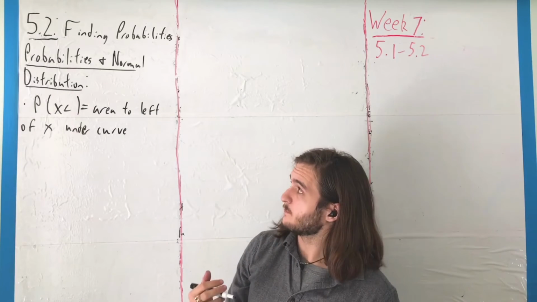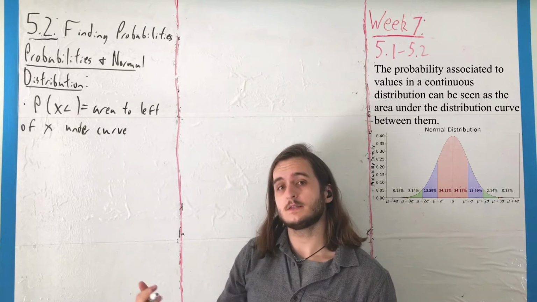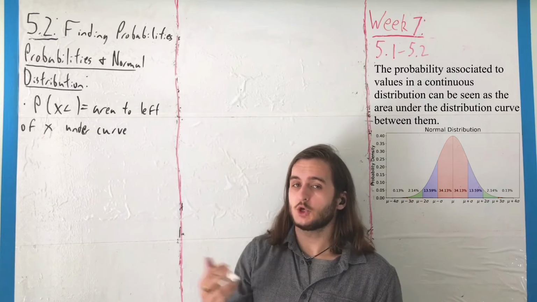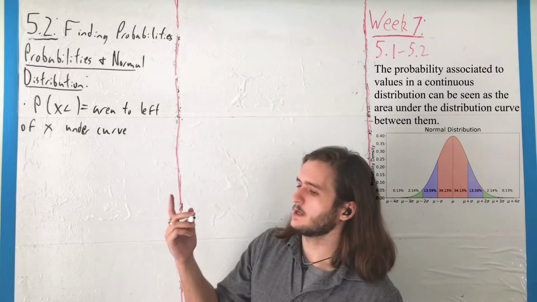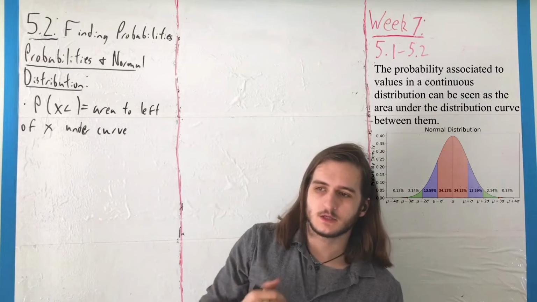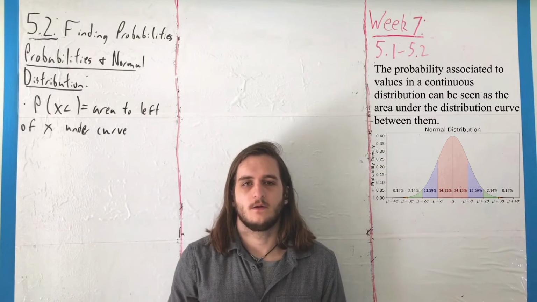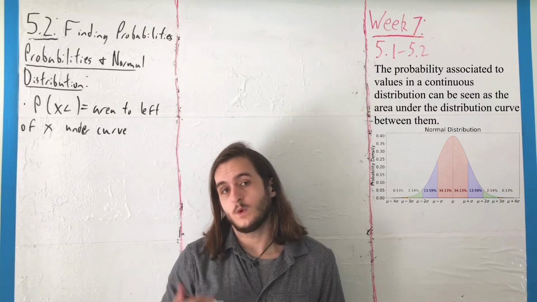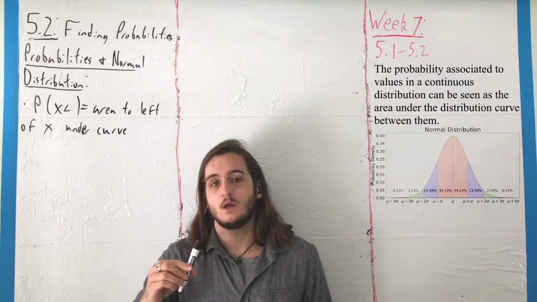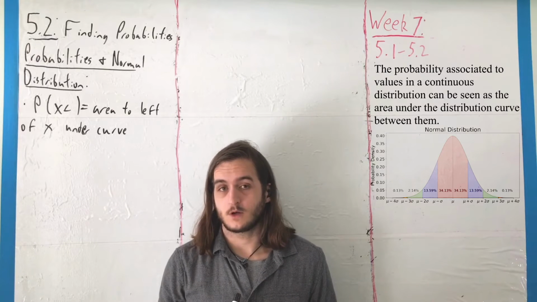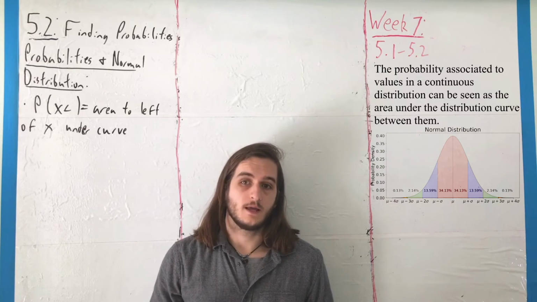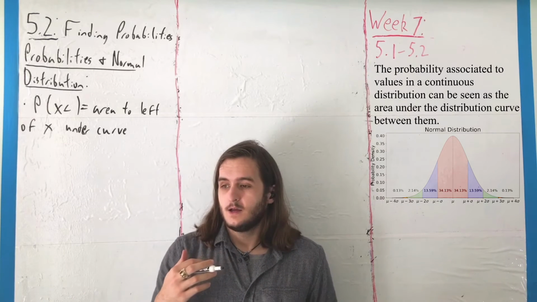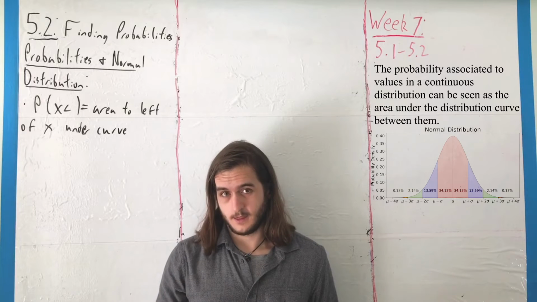So moving on to section 5.2, we're talking about finding probabilities in terms of normal distributions, where the main thing we have to make sure we understand is that when we're talking about a probability associated to a value that is approximately following a normal distribution, we can think about that in terms of the area underneath the normal curve. So again, that's a heady calculus topic, and that's a really intense integral to deal with.